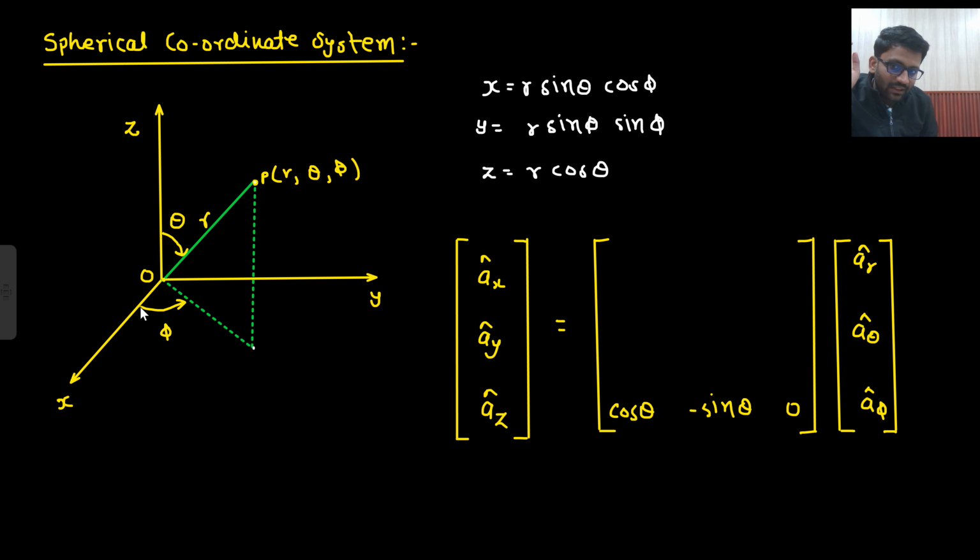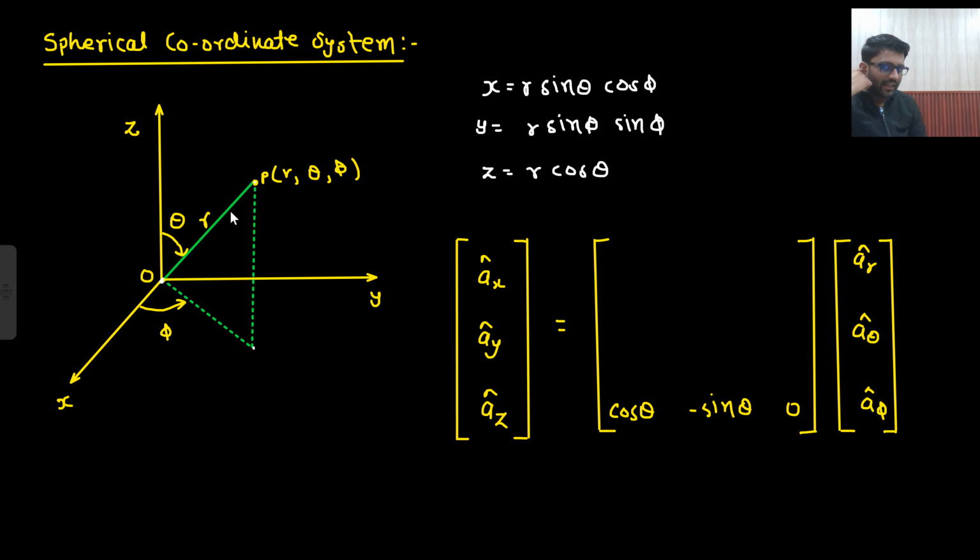Now I have given this condition that you need to make an angle of phi with the x axis. So now it is certain that you need to jump in this direction only. From O to P, making an angle of theta in the direction of r, making sure the projection makes an angle of phi, you will reach this point P. So this is your spherical coordinate system.